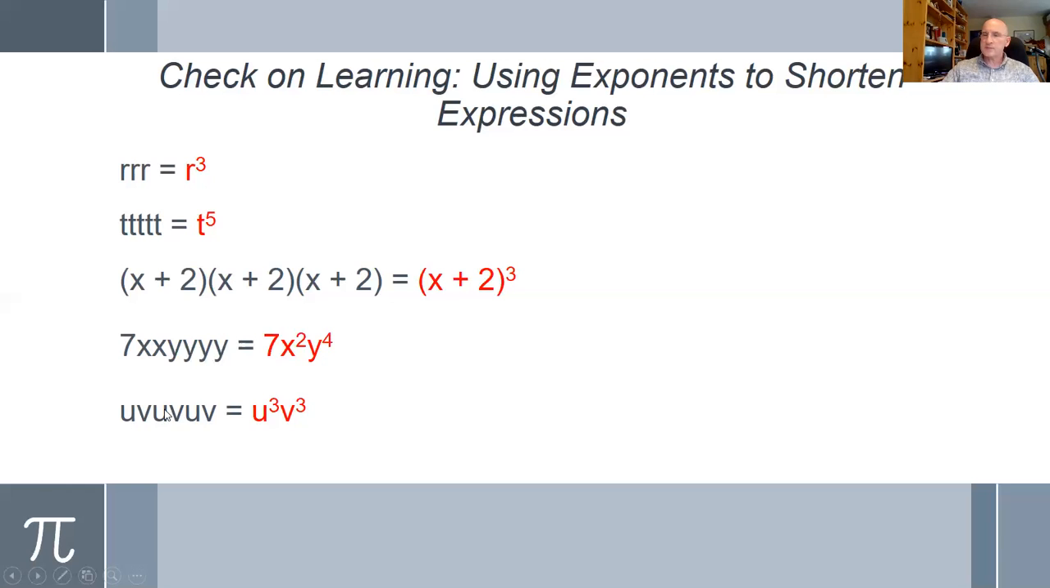And then this one I said might be a little challenging for you, but if you look, you count how many U's and how many V's there are. If you count the U's, there's one, two, three U's. So that's how you get U multiplied three times. And then V, there's three V's. So U cubed and V cubed.